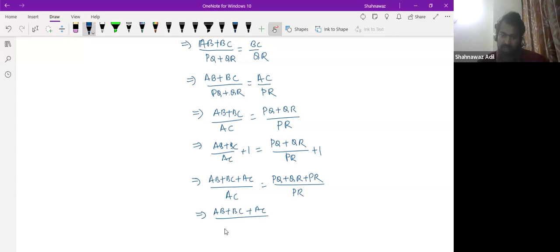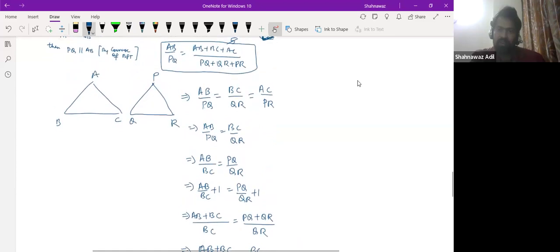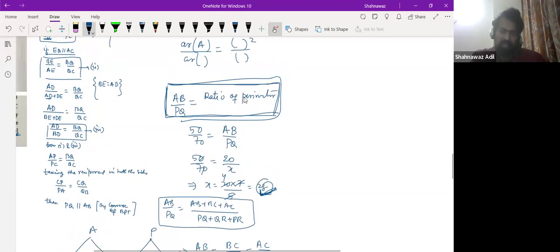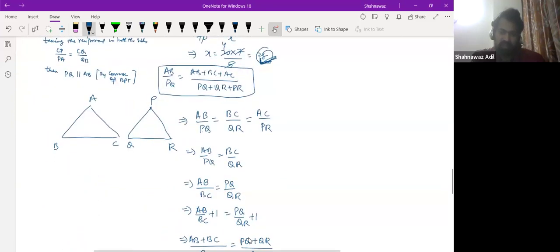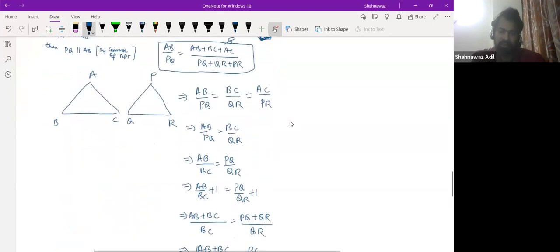Take this thing to the other side, and this thing, AC by PR. So this AC by PR is AB by PQ, this is BC by QR. Right. So this is how we get that the ratio of perimeters is equal to the ratio of sides. Is it clear? This is how we got this. I guess this is a 3-mark question, so we have to derive this thing first and then write this. I guess that is the idea that they want from us.